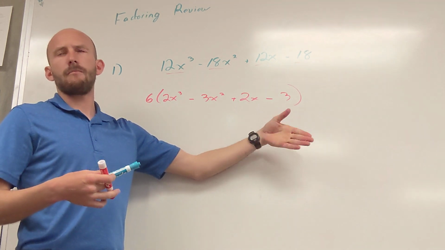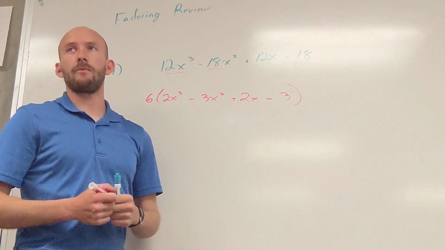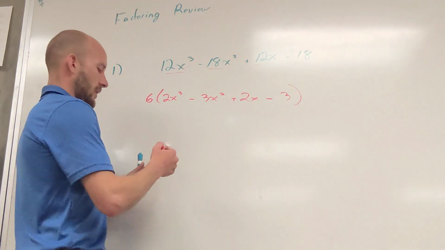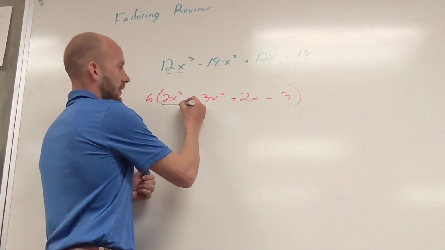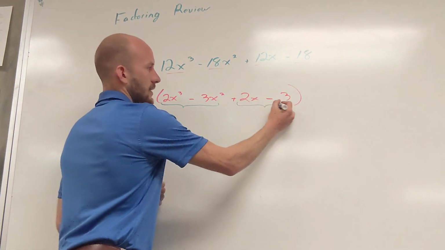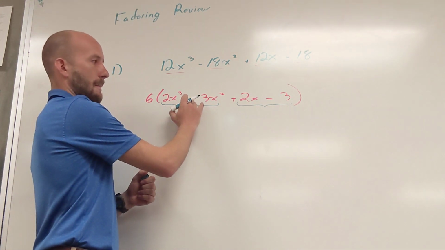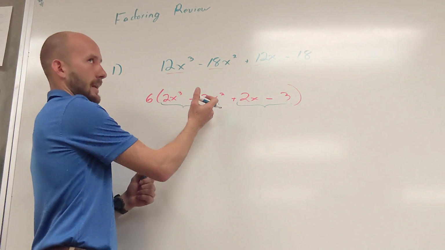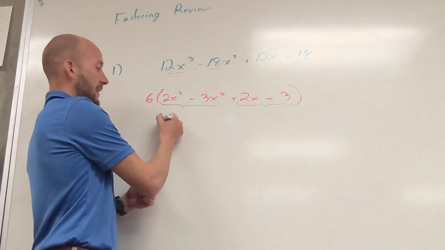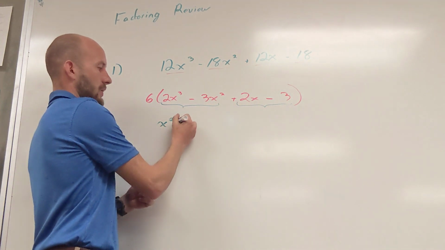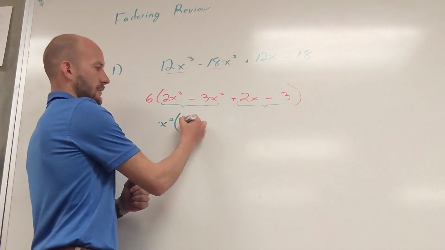So what method did we have there? Grouping. I need to see if I can factor it by grouping. So if I group the first 2 terms and the last 2 terms, do these have a GCF? Oh, yeah, they do have a GCF of x squared. So I factor that out of those 2 terms.